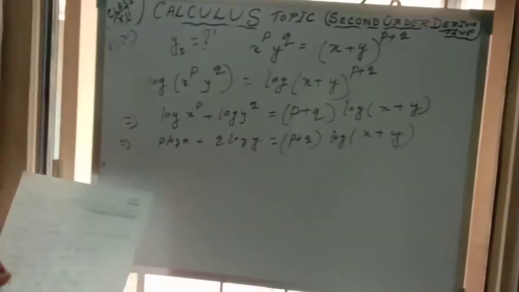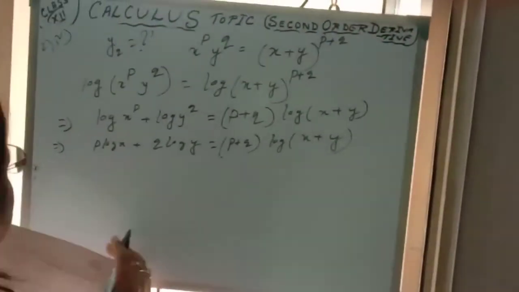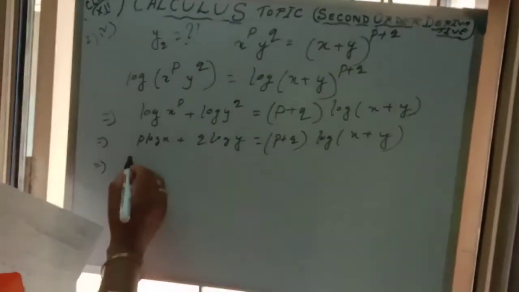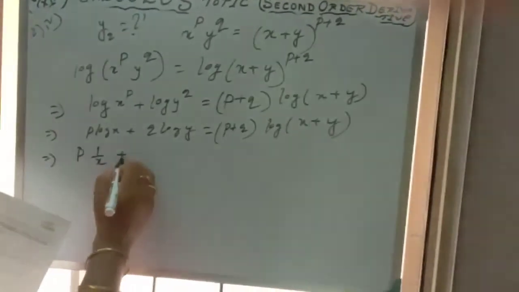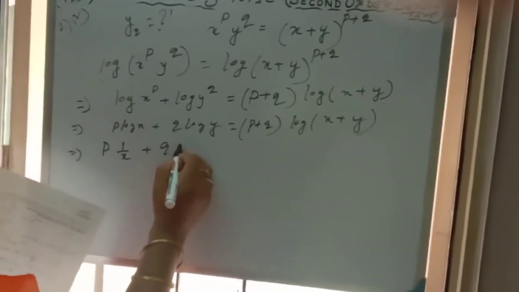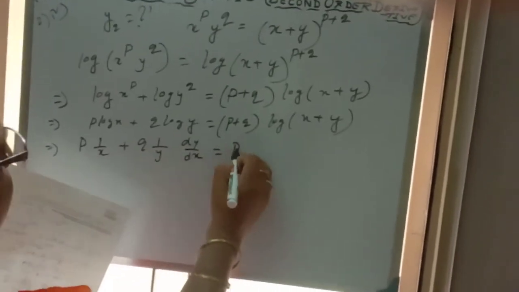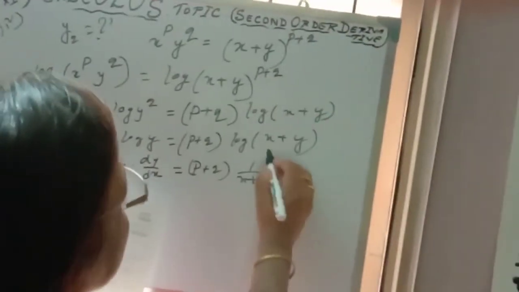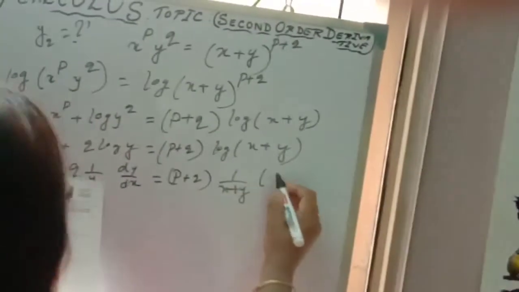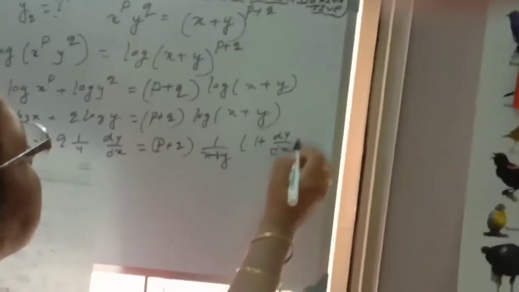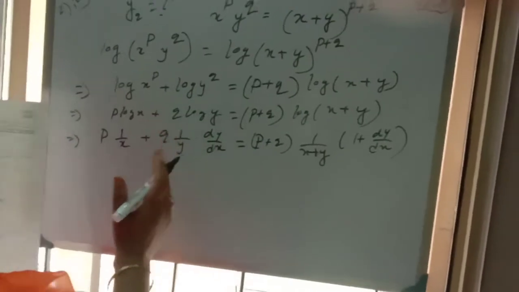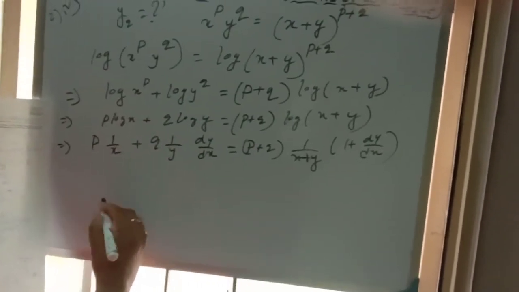Okay, now we have to find the derivative to both the sides with respect to x. What we will get? d/dx of p log x, p times d/dx of log x is 1 by x, d/dx of q log y is q by y into dy/dx, equals p plus q times 1 by (x plus y) into d/dx of (x plus y), which means 1 plus dy/dx. From here we have to accumulate all dy/dx to the left hand side, then we will get the value of dy/dx.